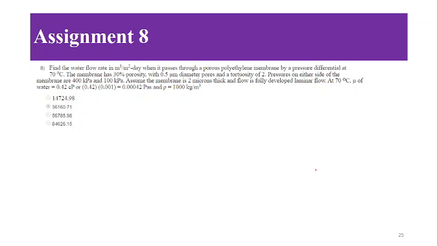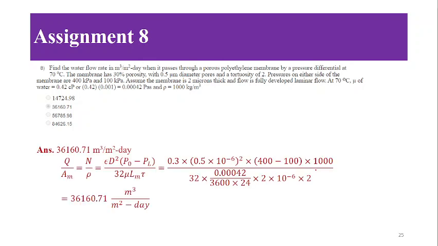At 70 degrees Celsius, the viscosity of water is 0.42 centipoise or 0.00042 Pascal second, and the density of water is 1000 kg per meter cube. So we know the relation for the water flow rate is given here. This is the porosity, and this is the tortuosity. This is the pressure difference, and this is the thickness of the membrane. This is the diameter of the pores.